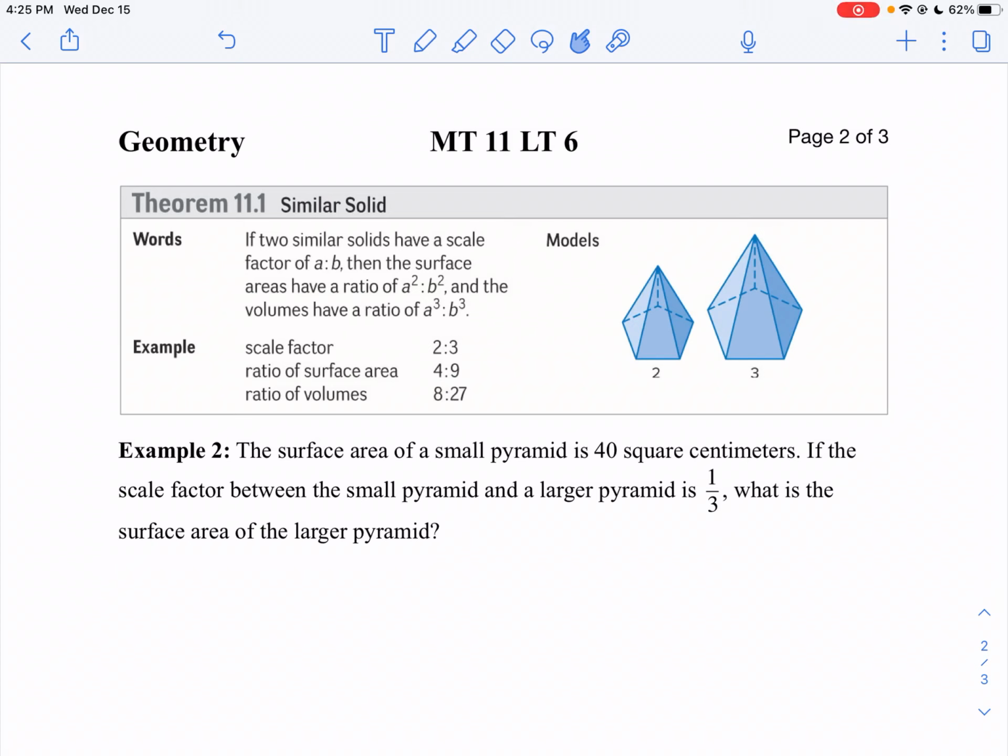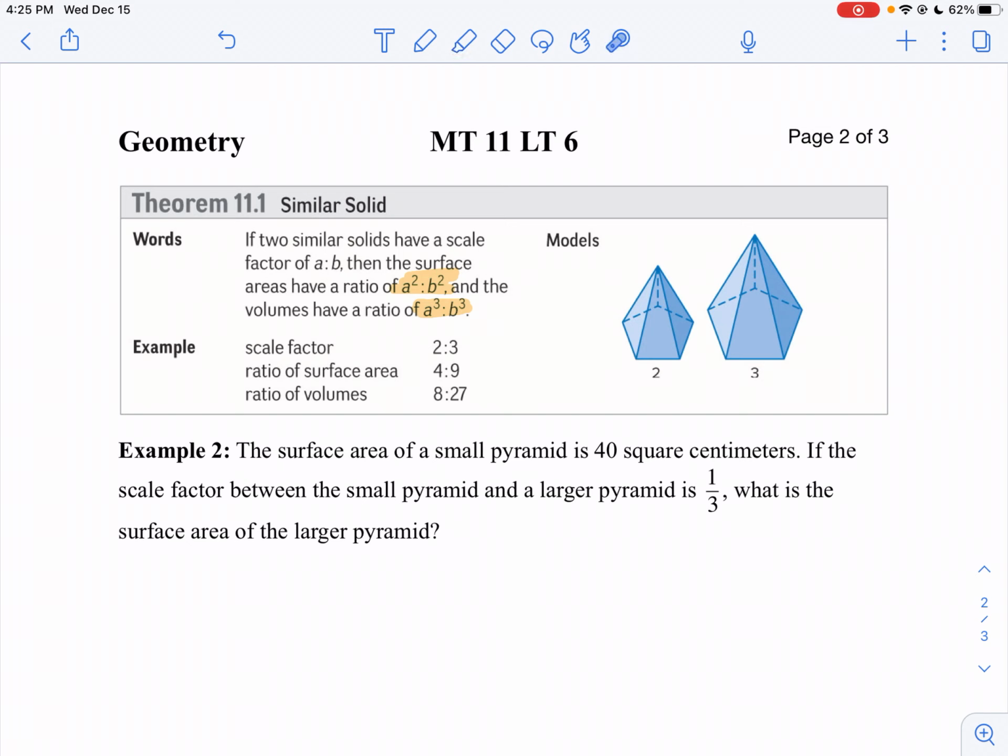Here we have an extension of the fundamental theorem of similarity that we did last unit. Now we're just going to extend it to volume. So if you have two solids and they have a scale factor and they're similar, then the ratio of the areas is a squared to b squared. The ratio of the volumes is a cubed to b cubed.